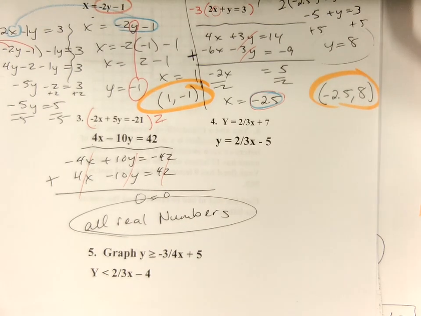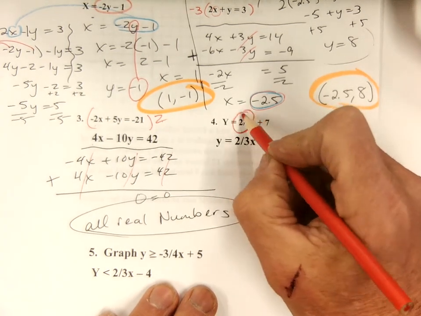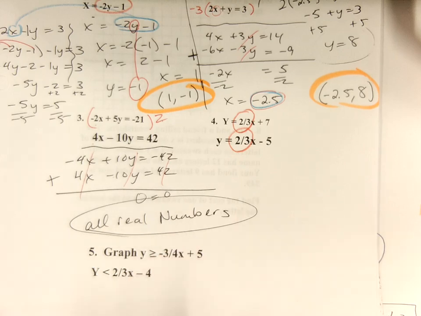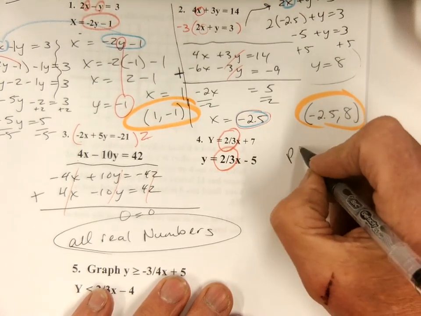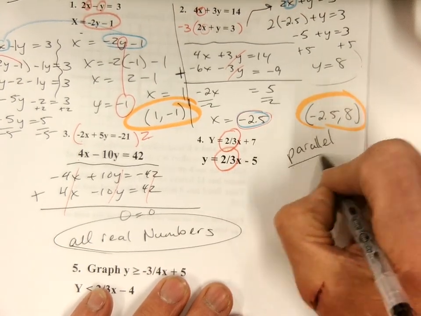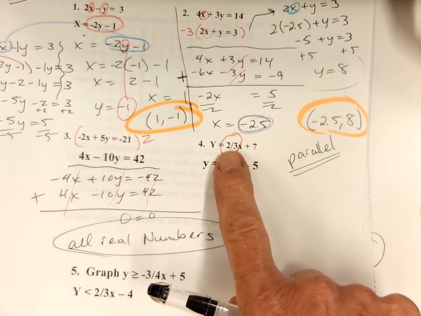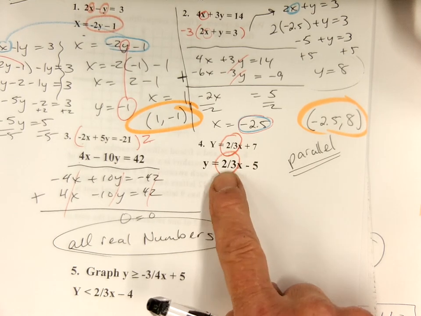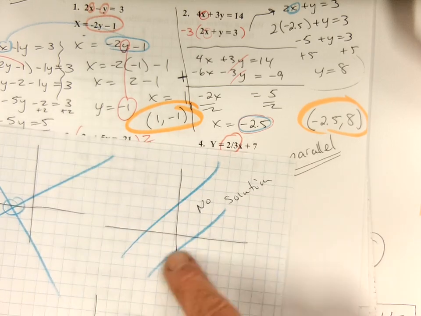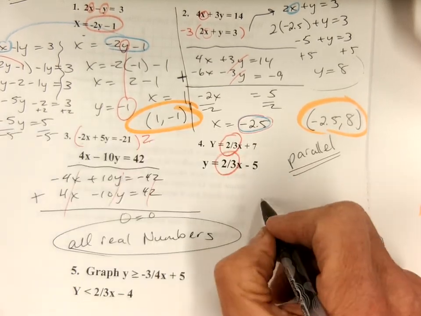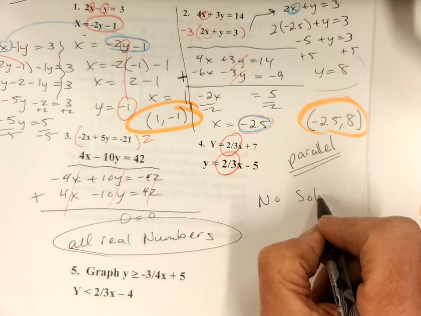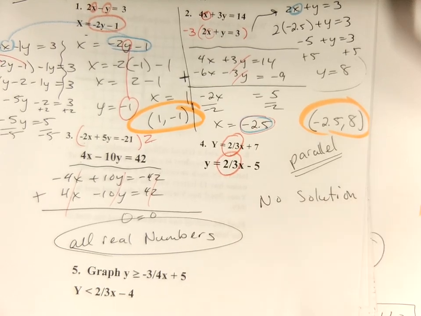Okay, number four. Wait a minute, number four is easy. I know something. If the slopes are the same, they're parallel. I don't have to solve this one at all because I'm smart. So are you. So if they're parallel, one starts at 7, up 2 over 3, up 2 over 3. The other one starts at negative 5, up 2 over 3. They're going to be parallel. If they're parallel, there's no solution. Hopefully that seemed easy for you.